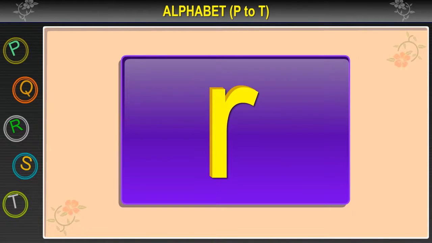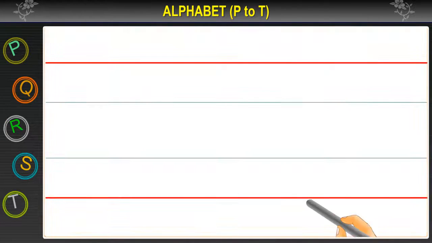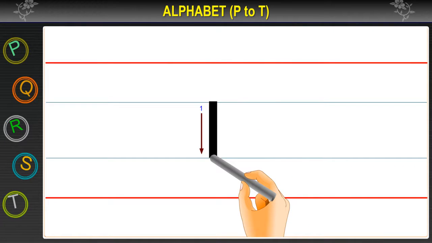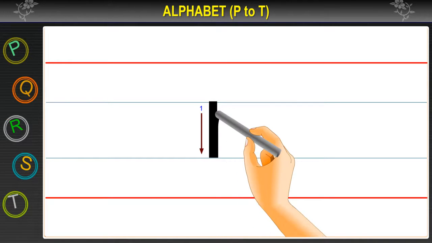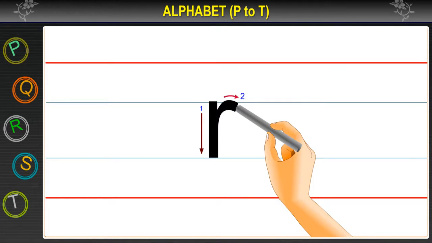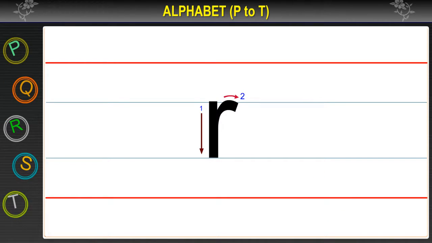Small r. Draw a standing line between the two blue lines and go up along the same line and draw a half downward curve to touch the first blue line. This is small r.